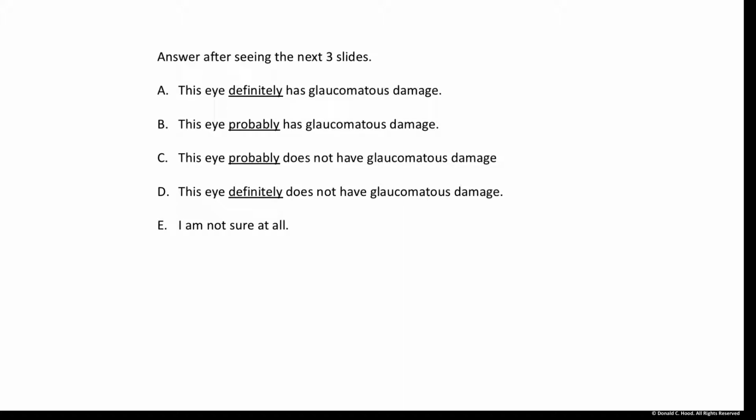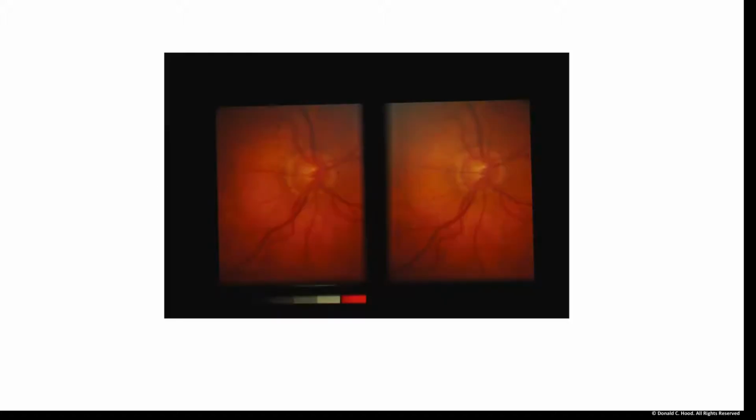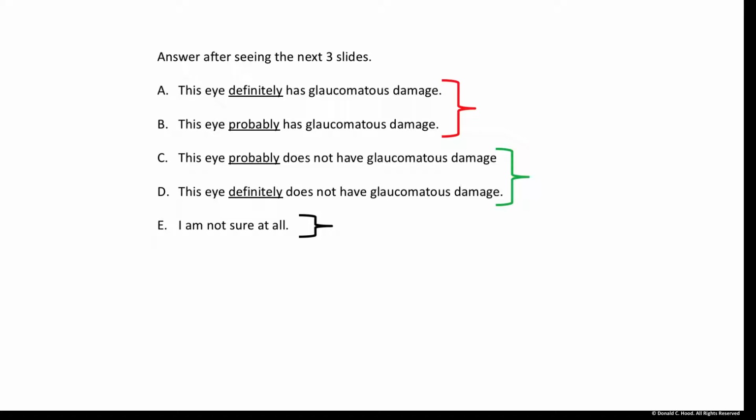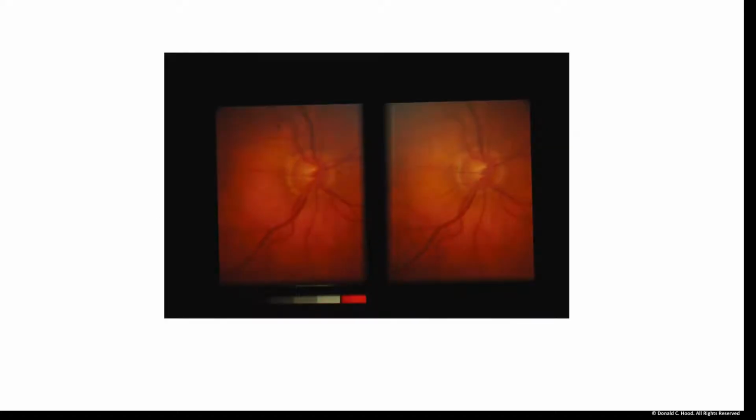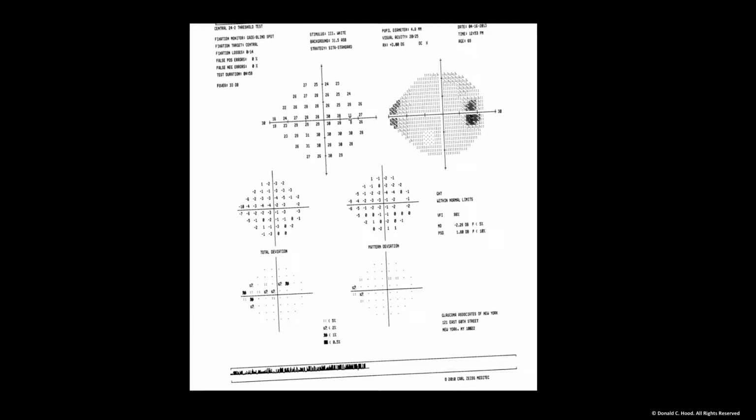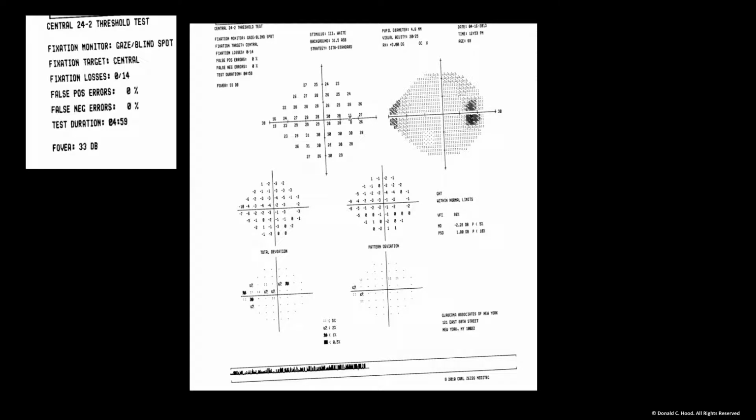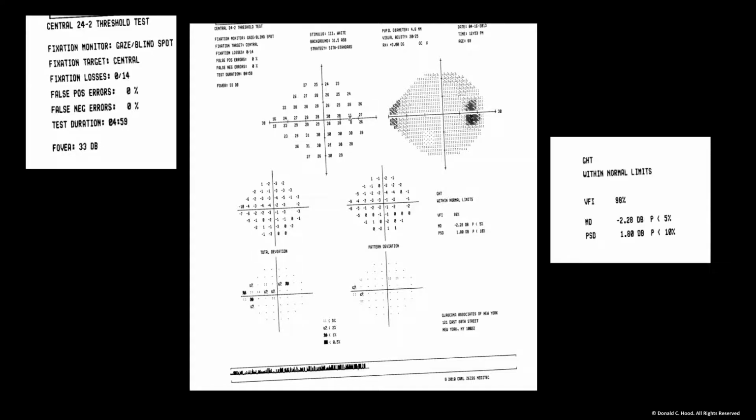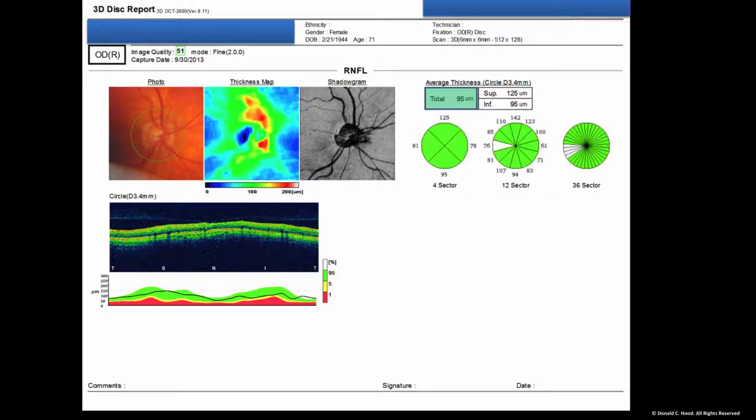And I want you to think about whether this eye has glaucomatous damage, either definitely or probably, or does not have glaucomatous damage, either definitely or probably, or if you're not sure at all. So we'll keep your votes to these 3 categories. So here's the fundus photo, stereo photos. Here's the visual field. There's a blow-up of the statistics, and there's the OCT report.